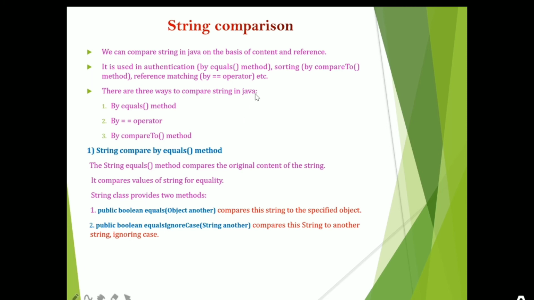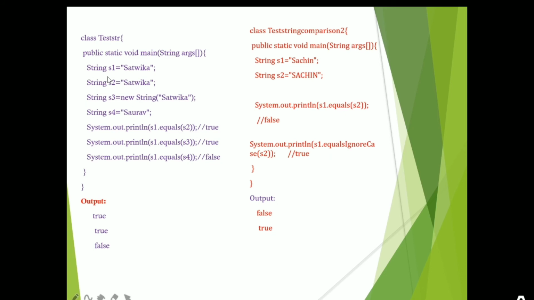For example, here S1 is one string created with the string class, Satvika, and S2 is Satvika. Here you observe S is capital in S1, and in S2 also S is capital. Again I created S3, a new string, also Satvika, with S capital. All are the same. And again I created another, S4, which has Saurav. System dot out dot print S1 equals S2 returns true. S1 is equal to S2.